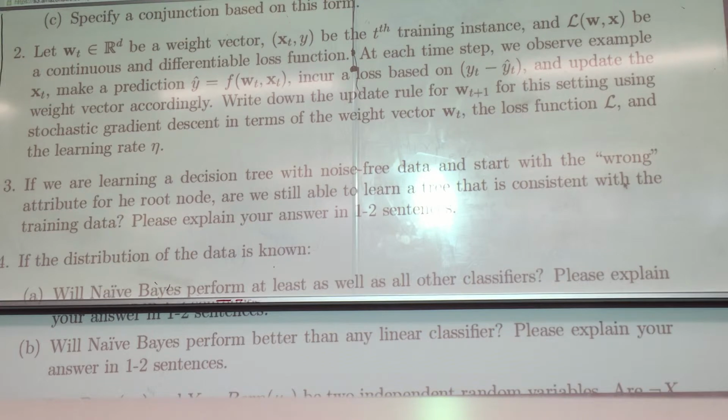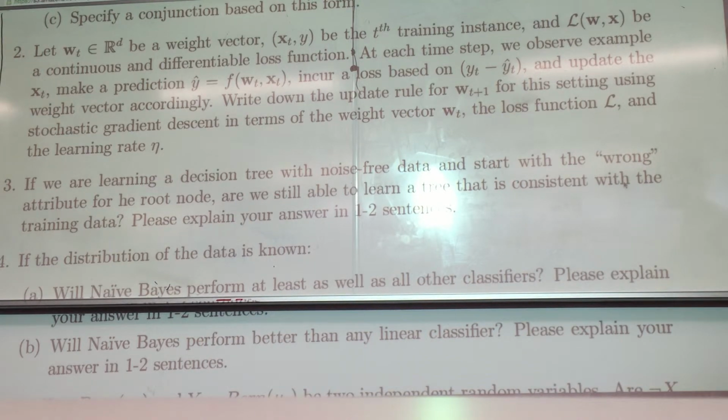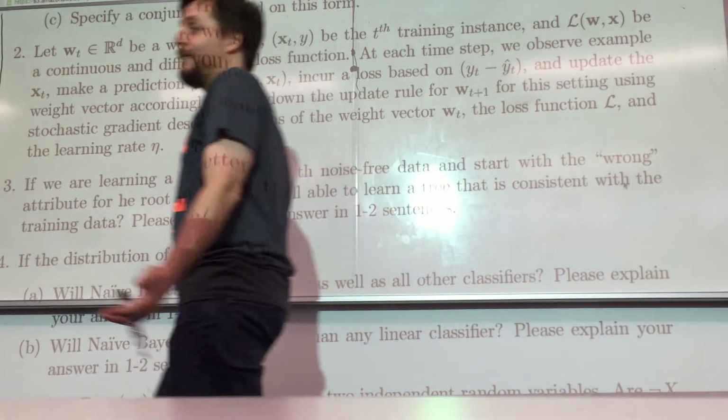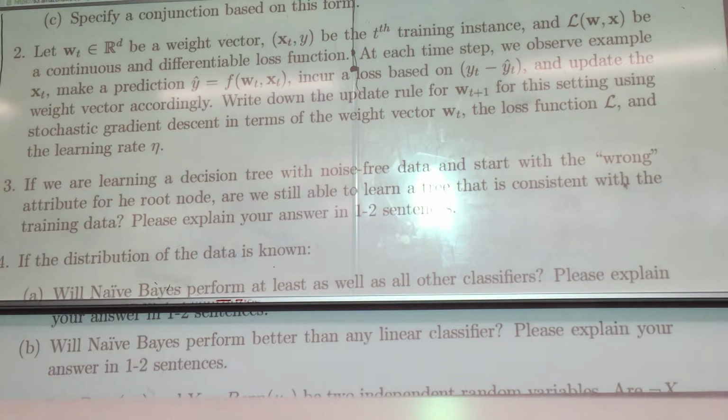Okay, 3. So for learning a decision tree with noise-free data, if you start with the wrong attribute for the root node, are we still able to learn a tree that's consistent with the training data? Yes, as long as we don't overfit. Well, no. Yeah, the answer is you can, but you might overfit. It may not be the truth. It'll be consistent though. I mean, it might look stupid.